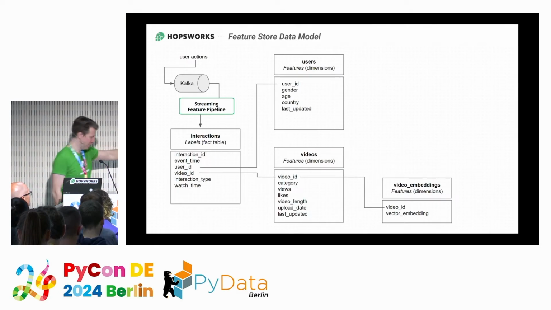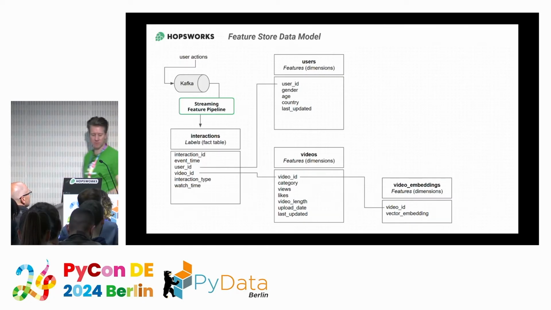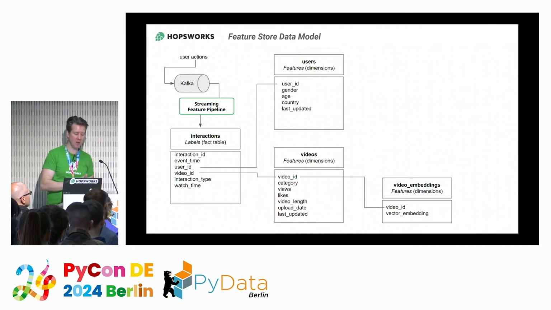We have the interactions here on the left. And we had the interaction type, the watch time, and references to the user IDs and video IDs. This is something called an entity relationship diagram, in case you're curious, in database world. And then we have a users table, we call them feature groups, and we have the gender, age, country, and then we have the videos, where we have the category, views, likes, and upload, and so on.